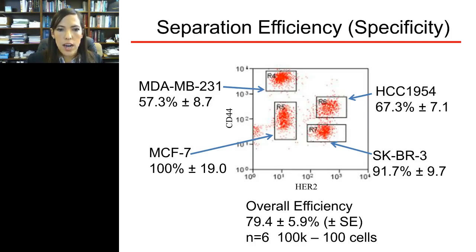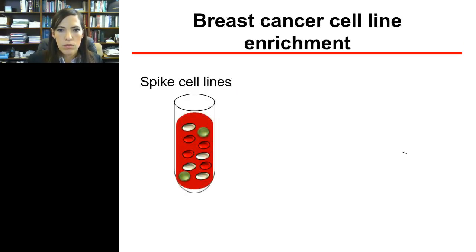So we see a high separation efficiency for MCF7 and SKBR3, and then lower separation efficiency for HCC and MDAs. But overall, it's about 80% separation efficiency. And so to represent what we would see in a patient sample, we've done spiking experiments where we've spiked our 4-cell line model into whole blood.